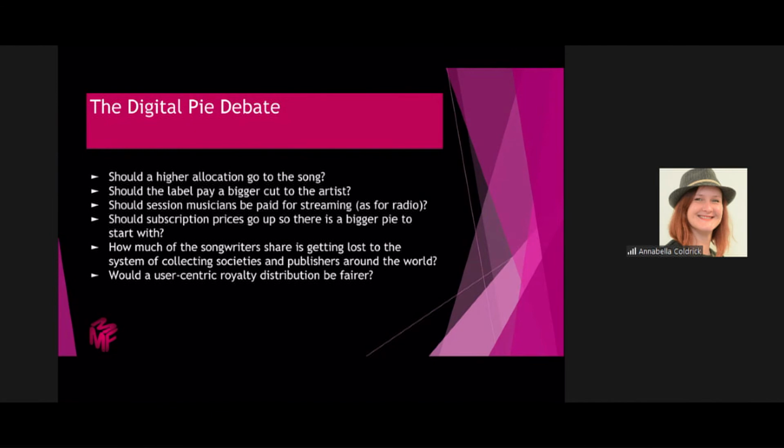There's not the public performance happening as there is with streaming. So of a physical CD, only about 8% is going to the song, whereas in theory about 12 to 15% is going to the song through streaming. However, it's going to streaming through quite a complex system, and so not necessarily getting back to the songwriter. And there's certainly an argument that more money should go to the song.